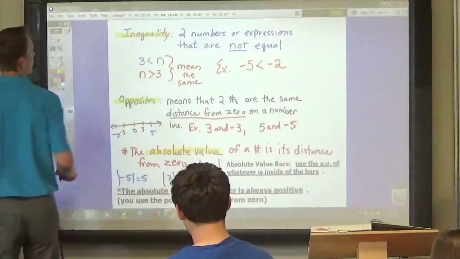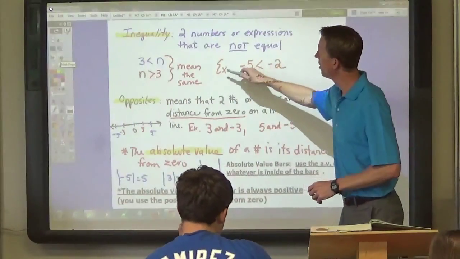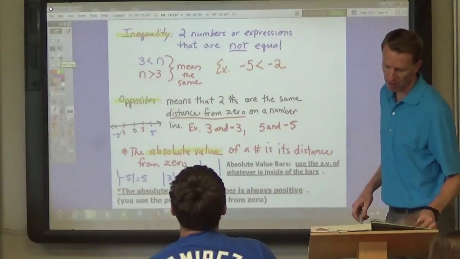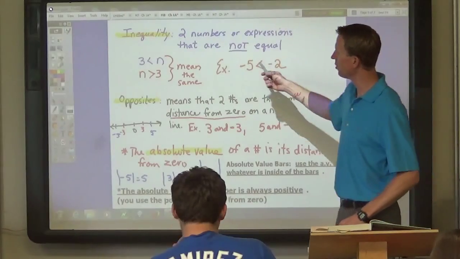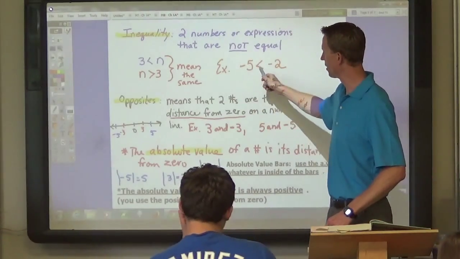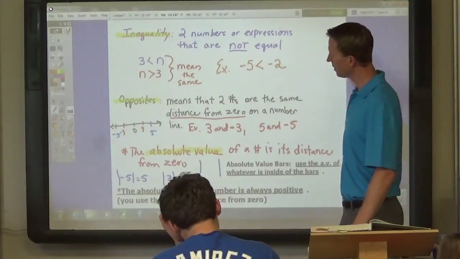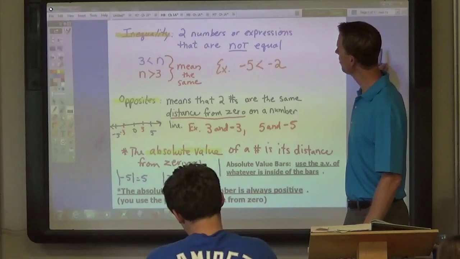Now, you have inequalities. Inequalities are ways of comparing two numbers, greater than or less than. Remember, the less than sign points to the left on the number line. The greater than sign points to the right of the number line. Okay?